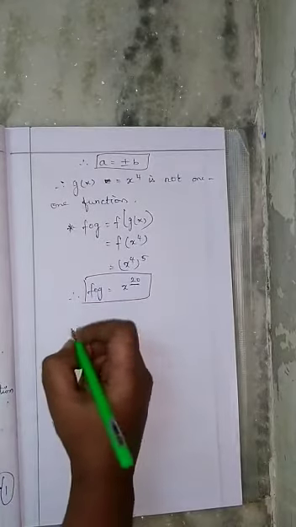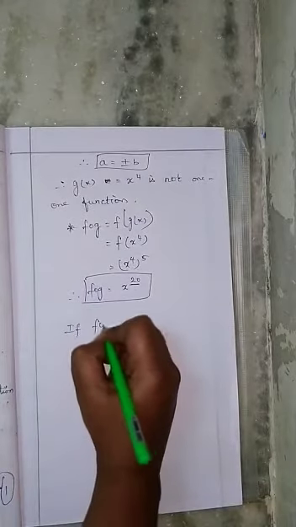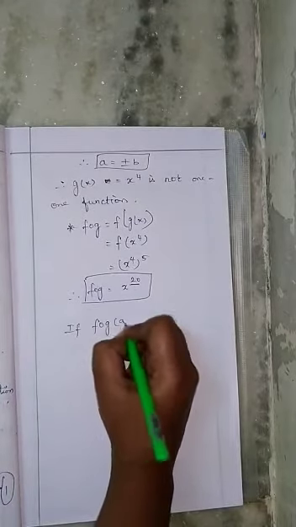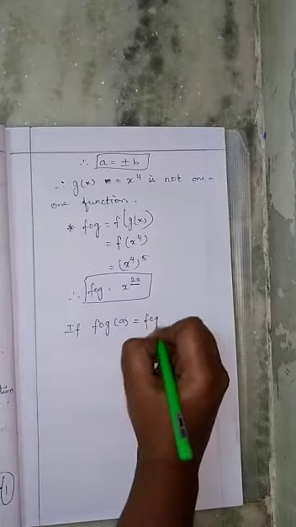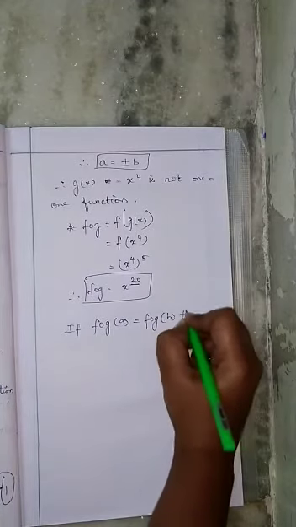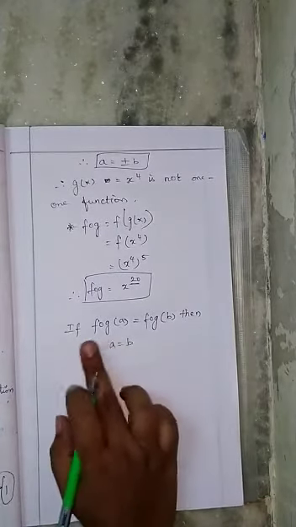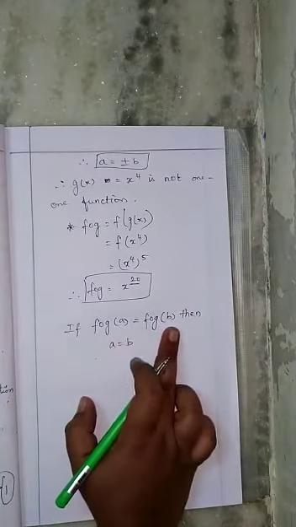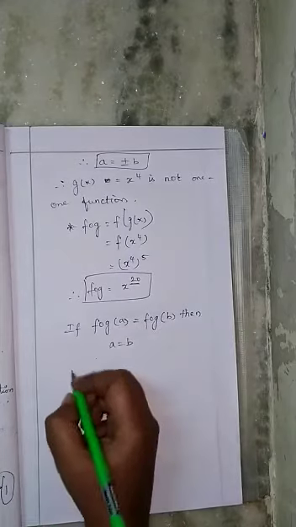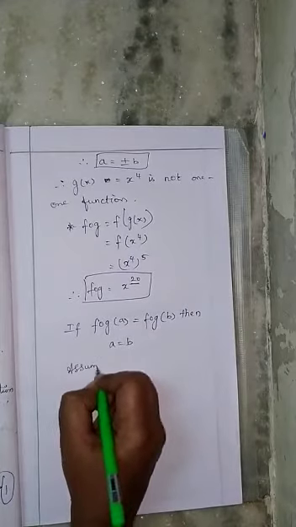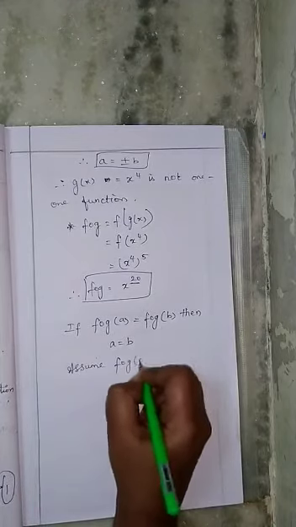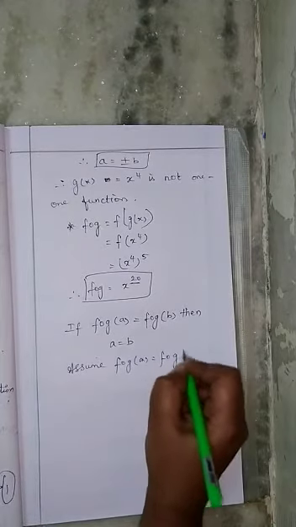See the power, is it an odd number or even number? It's an even number, right? So therefore, even number means, you know very well, it is not a 1 to 1 function. Even number means, as I said, it is not a 1 to 1 function. So you should write, if f of g of a equal to f of g of b, then a equal to b. Assume f of g of a equal to f of g of b.